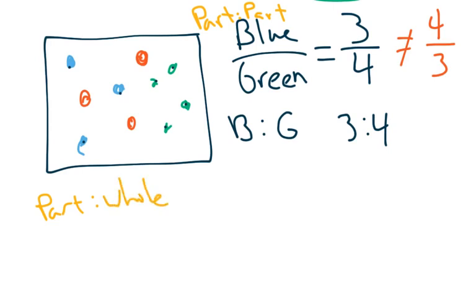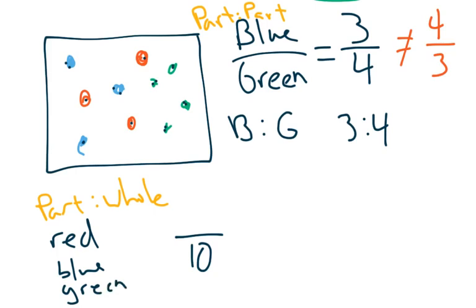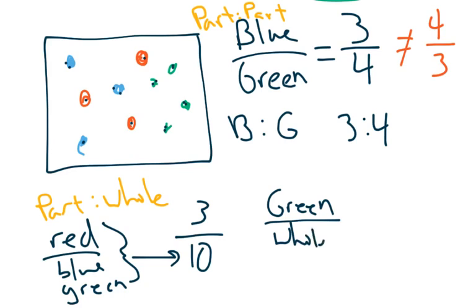To do that, I have to figure out how many there are total. I have 1, 2, 3, 4, 5, 6, 7, 8, 9, 10. So that's going to be my denominator, and that's not going to change regardless of what part I pick. If I want red to whole, or blue to whole, or even green to whole, that denominator is always going to be 10 because there are 10 pieces. Let's say we're going with red. That's going to be 3 over 10. And so I've now written a ratio from part to whole. But if I picked green, how many are green out of all of them? Then I end up getting 4 over 10.